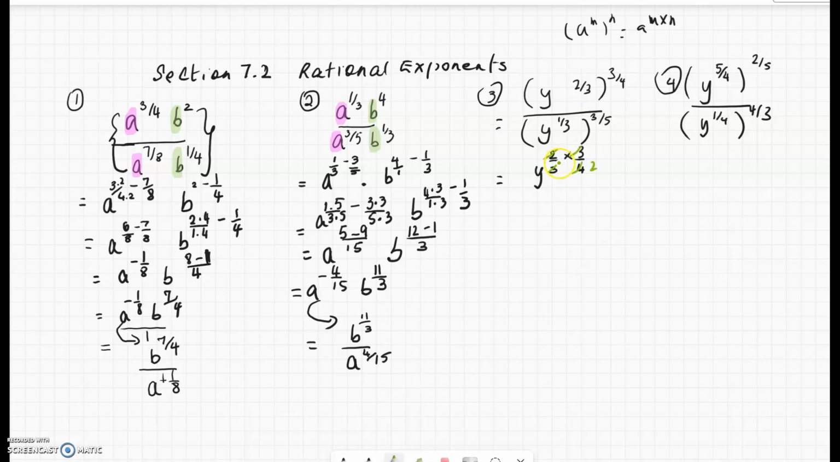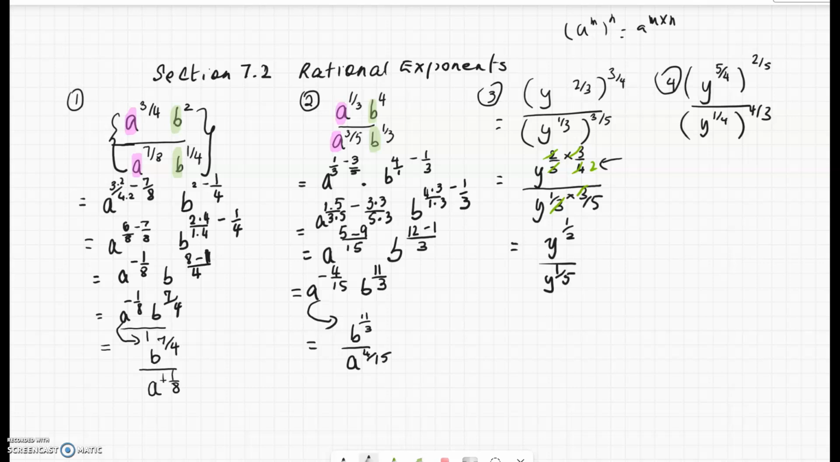2 goes 2 times into 4. And remember that this is, we'll go to the next step first. y to the denominator is 1/3 times 3/5. Again, we cancel common factors and we get, in the numerator, y to the half. Remember, the 2 is left over in the denominator, so it's y to the half over y to the 1/5.